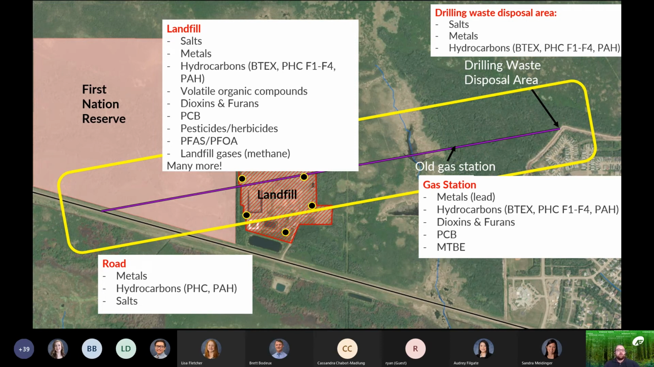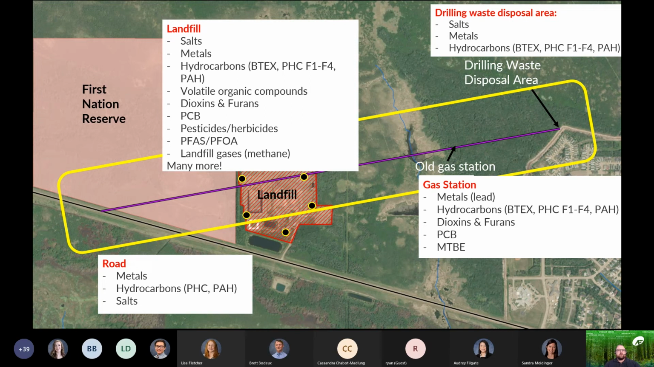Depending on how old this gas station is, lead in the gasoline could be a concern. The hydrocarbons, obviously. Dioxins and furans, if there was an old shop nearby, could have been some burning taking place. PCBs again with electrical items and greases. MTBE, which is methyl tertiary butyl ether, is also a byproduct that can be found in gasolines.